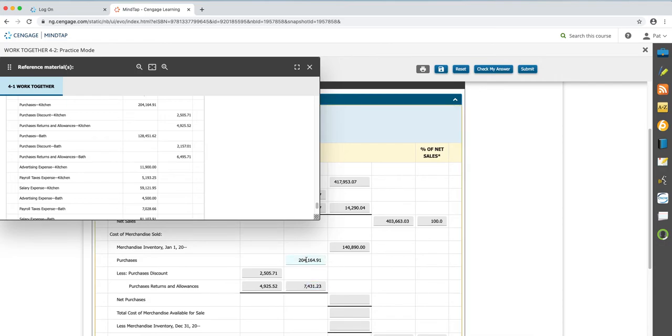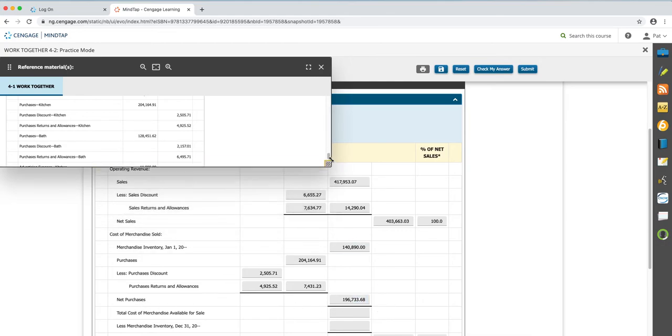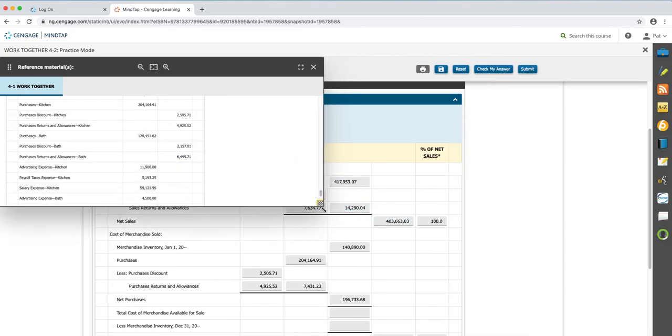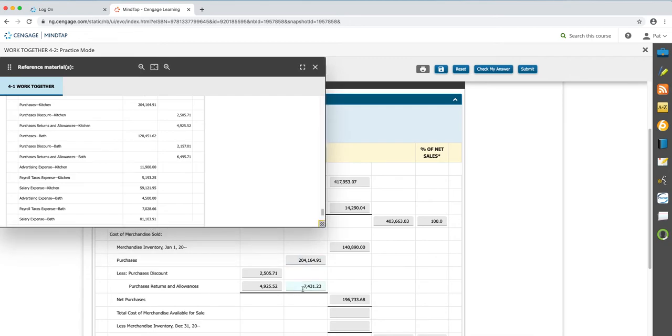7,431.23. So we have all our purchases minus all the discounts and returns and allowances, and we get 196,733.68, and that is net purchases. Should feel very similar to net sales. Take the main controlling account minus the two contra accounts, and you get the net sales. We did the same for purchases and got net purchases.